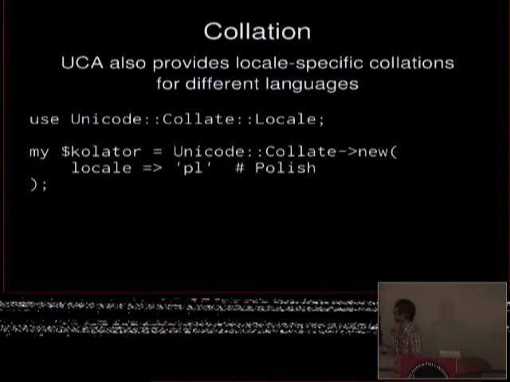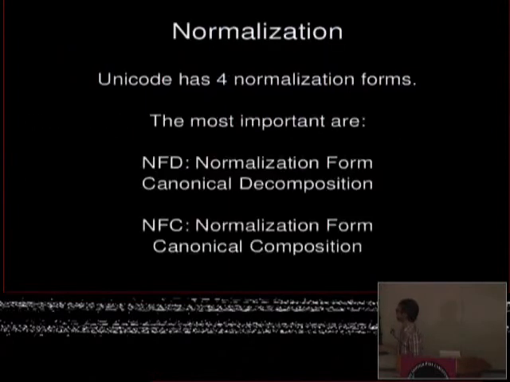And should we need Locale in the second one or not? Yes, that's a very good point. Unicode::Collate::Locale and then Unicode::Collate::Locale->new. Now we'll get into normalization.